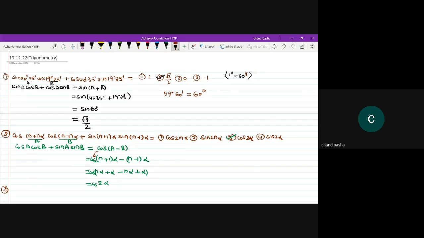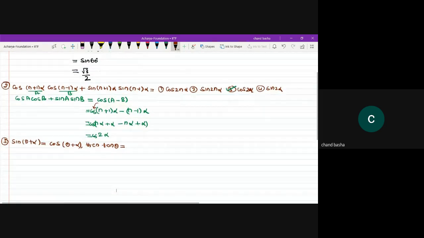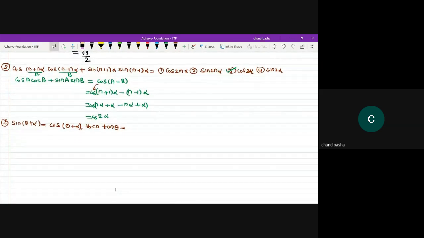Next, sine of theta plus alpha is equal to cos of theta plus alpha. Then find the value of tan theta. He's asking tan theta, but the options are in terms of sine, cos, tan. No problem, I'll give the options here.